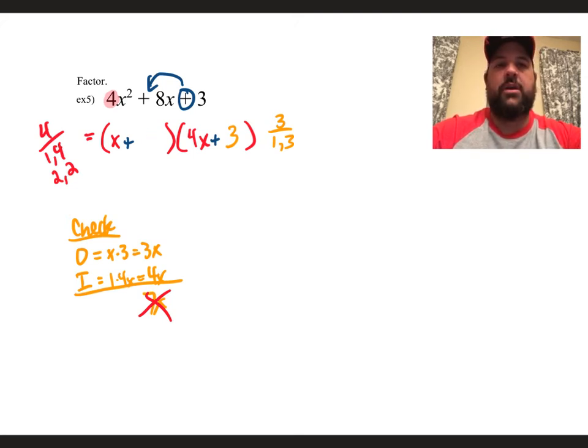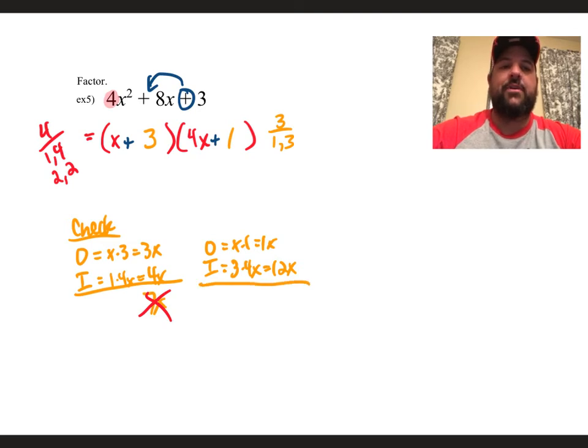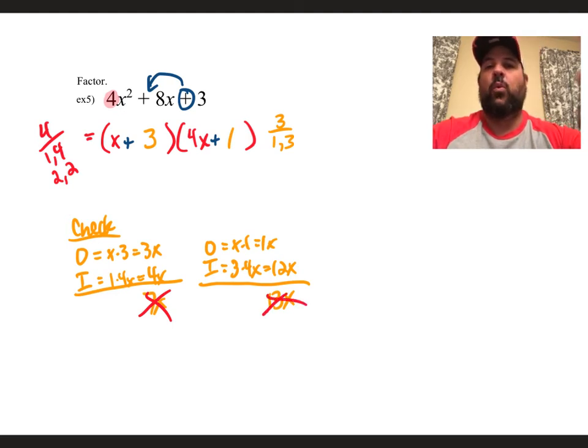I get rid of the 1 here, get rid of the 3 here, and instead I have 3 in the first set of parentheses, 1 there. So now I'm going to do my check again. Outside in this case, x times 1 equals 1x. Inside multiplication, 3 times 4x gives me 12x. I add those together, that gives me 13x. Again, does not work out the way I want it to. What I basically have just shown is that x and 4x do not work.